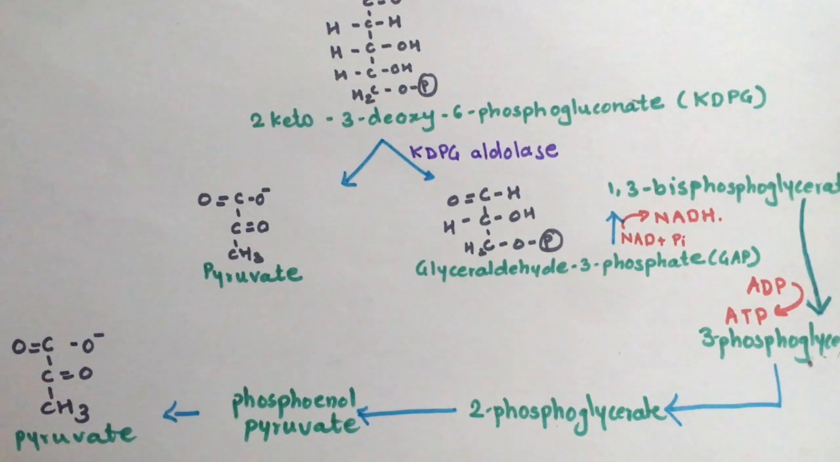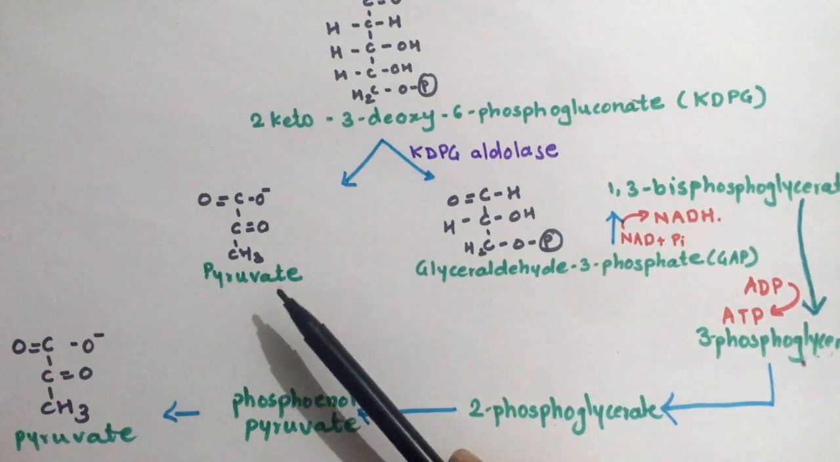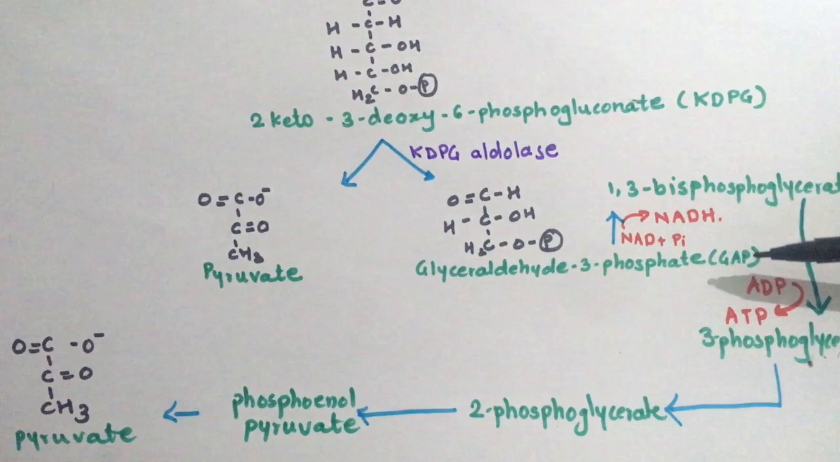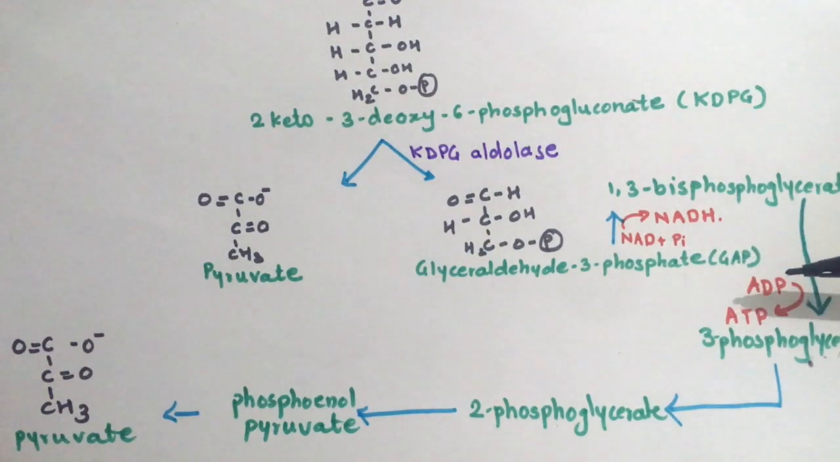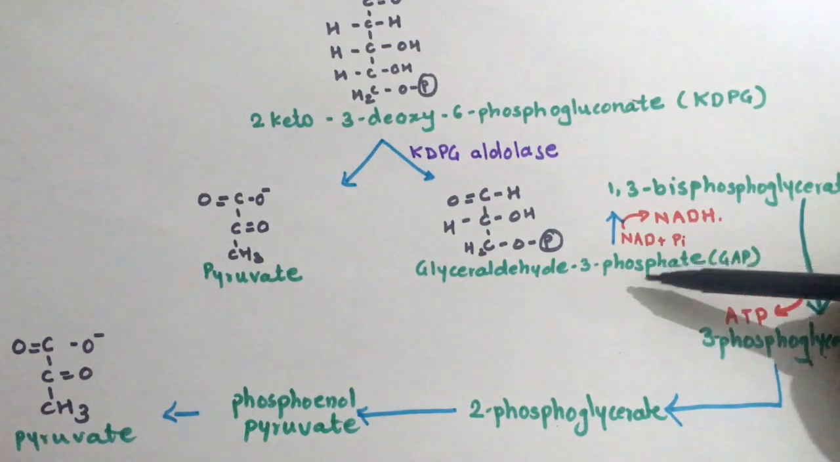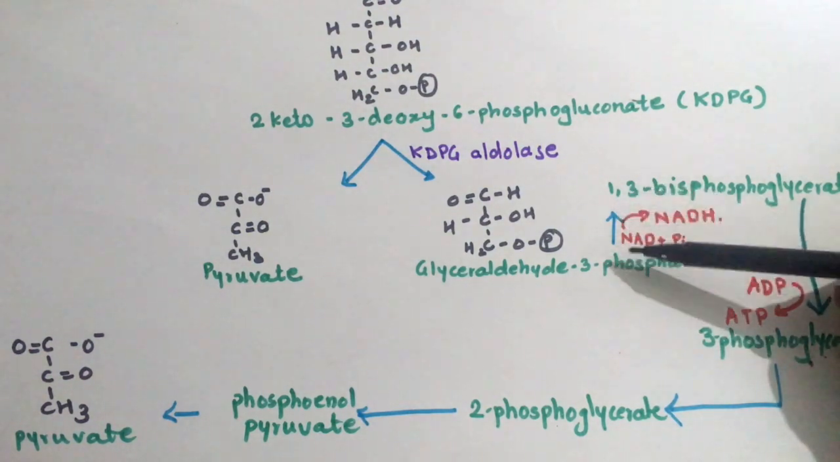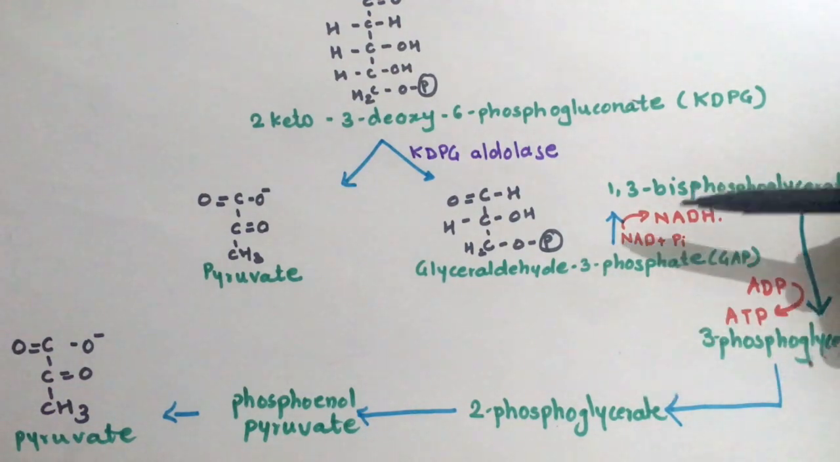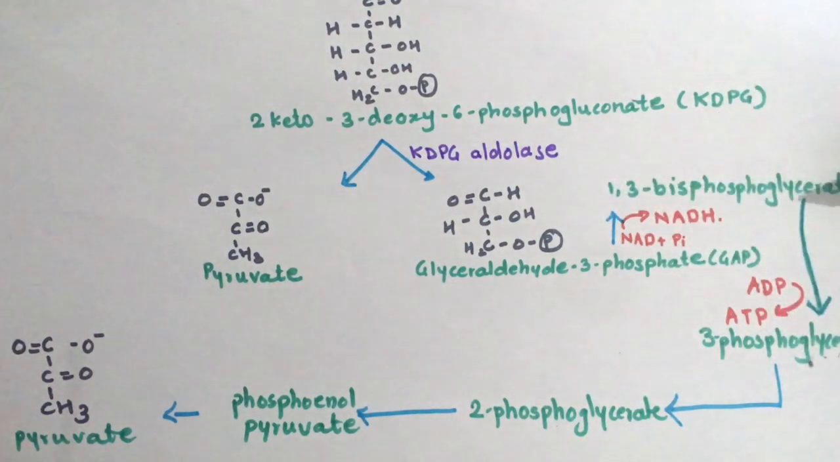So now we know that pyruvate is one of the end products of this reaction. After this, the glyceraldehyde 3-phosphate that was produced is now going to enter into all the reactions that take place in glycolysis. If you want to study the structures of these molecules, then you can go to the video where I have explained glycolysis, that is the EMP pathway.